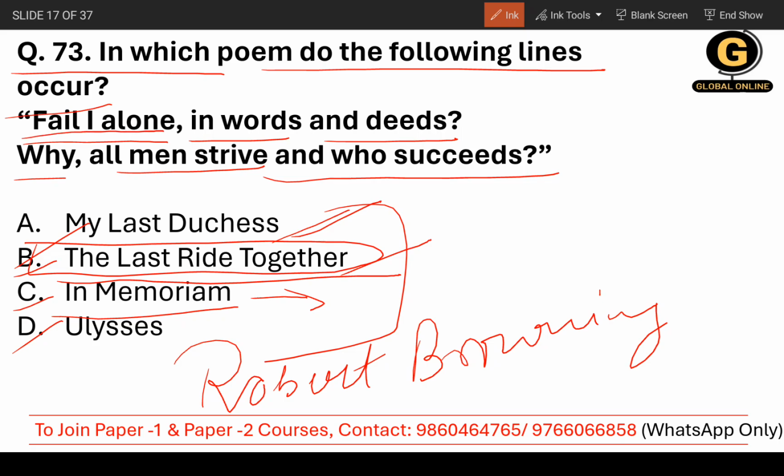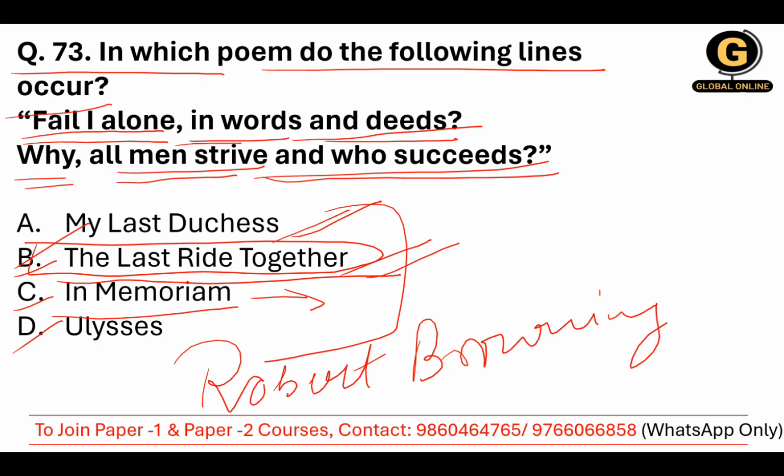Fail I alone in words and deeds, why all men strive and who succeeds. The second one is the correct option. Moving on to question number 74. Dylan Thomas's Under Milk Wood was originally a.